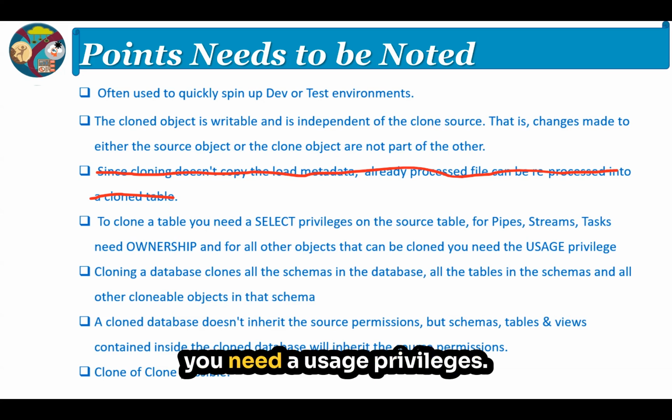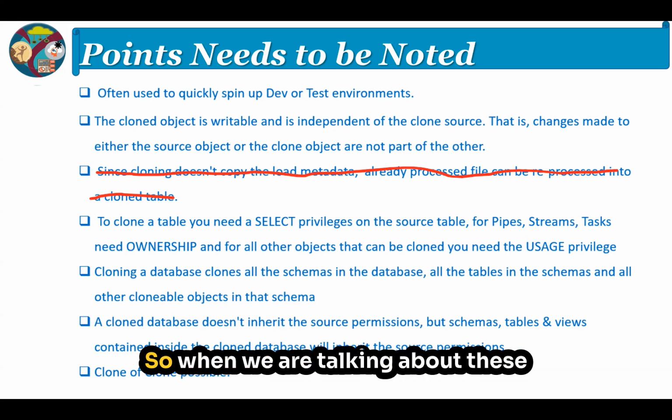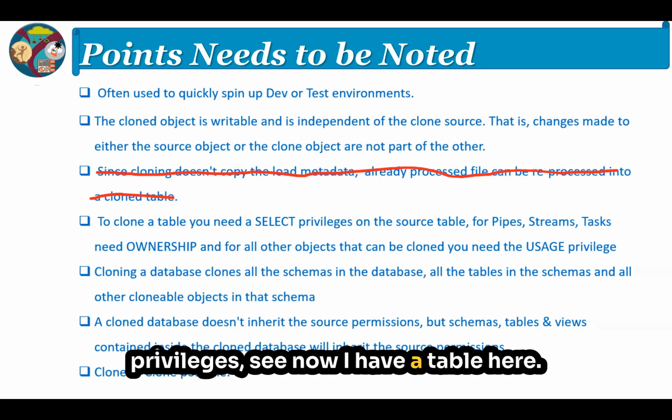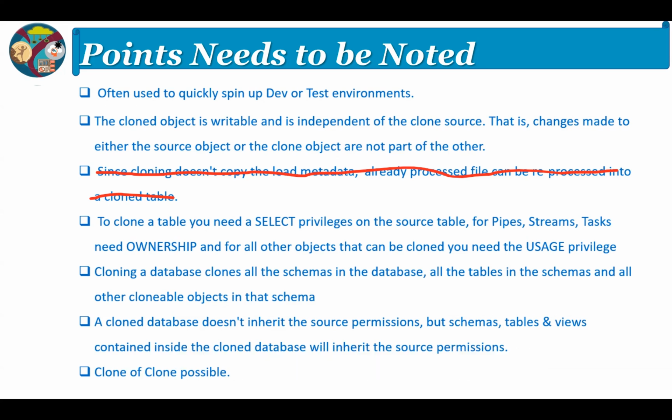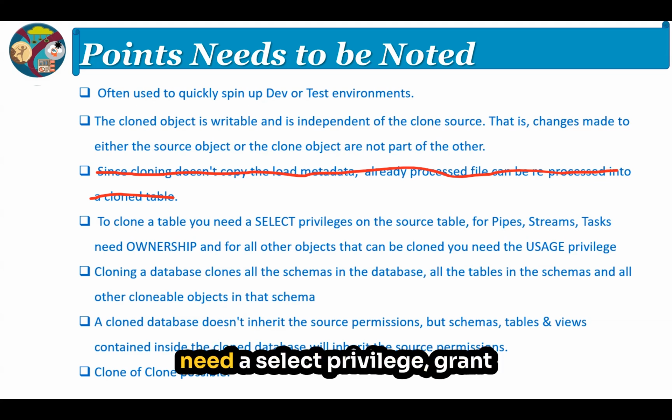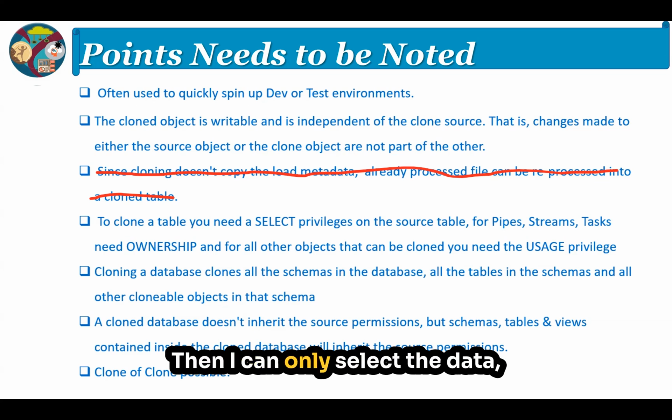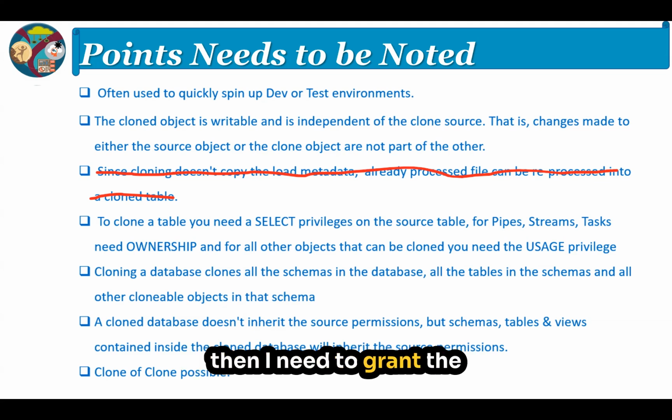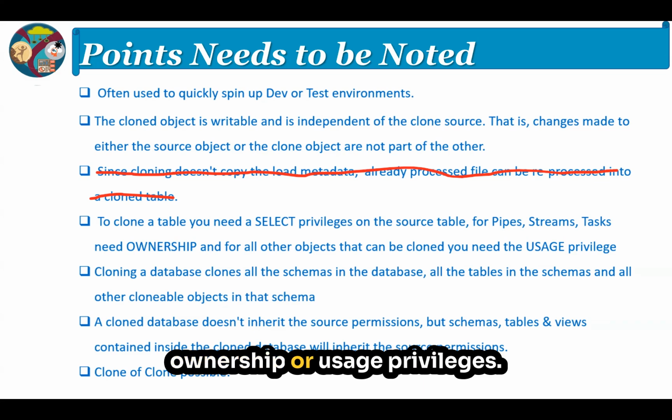Coming to other objects, you need usage privileges. When we are talking about these privileges, say I have a table A. If I want to query the data, I need a select privilege. Grant select on that particular table, then I can only select the data, but I cannot modify the table. If I want to modify the table, then I need to be granted the ownership or usage privileges.